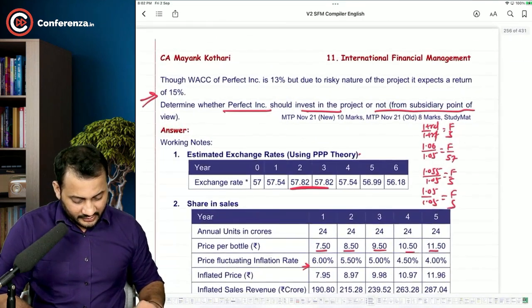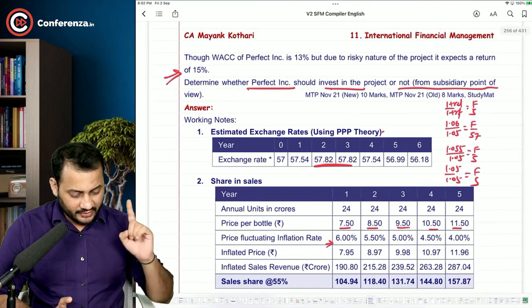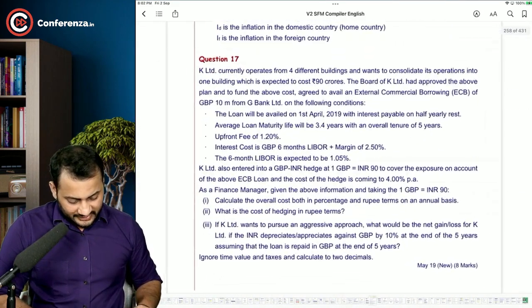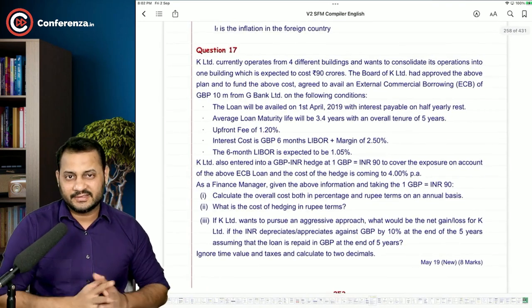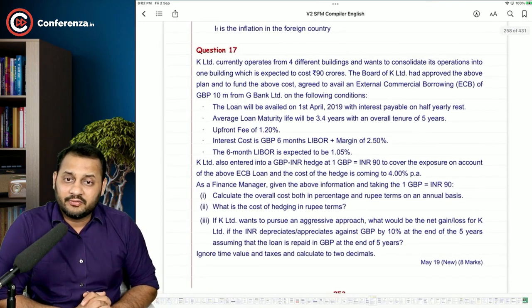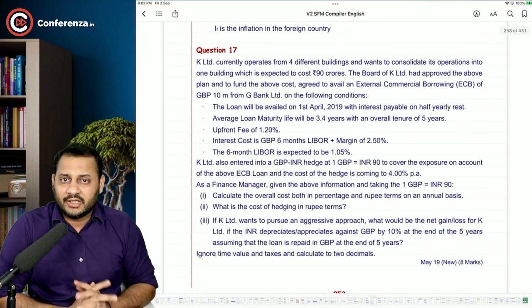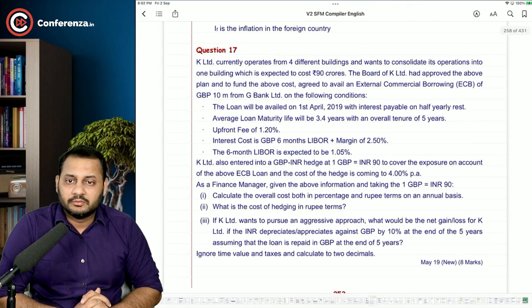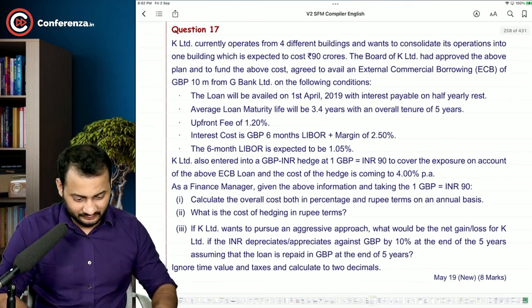It was asked in MTP November 21 and study material till now. Less chances that they will ask this question in exam. Next question is very good. It was asked in the exam, May 2019, and question number 18 is also a big one. We'll see to that. Let's have a look at question number 17 now.